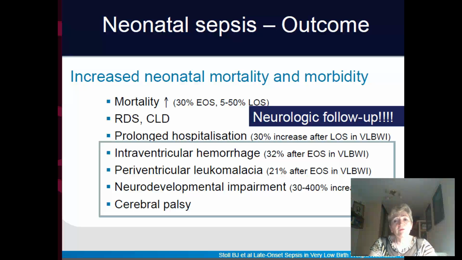Next, very often we can see problems of the nervous system, neurologic disorder, in patients after neonatal sepsis. Because in this kind of patient, intraventricular hemorrhage and periventricular leukomalacia develop. This kind of patient is characterized by neurodevelopmental impairment, and sometimes the patient has cerebral palsy after severe neonatal sepsis with neonatal meningitis.